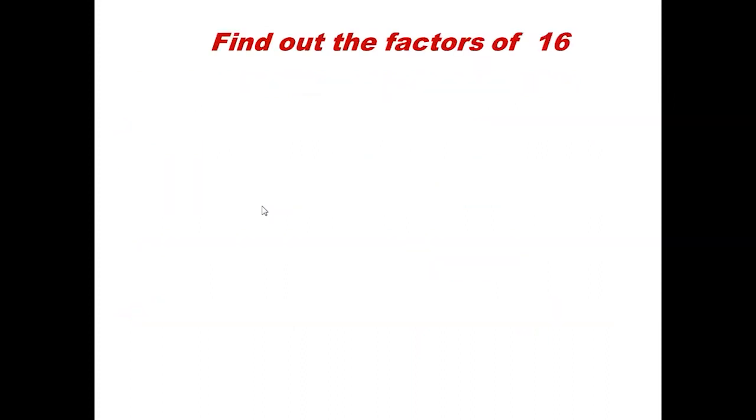Now to find out the factors of 16. To find out the factors we go sequentially like 1, 2, 3, so you are not going to miss any number. Now let us start multiplication from 1. 1 into 16 is equal to 16. So here 1 and 16 are the factors of 16.